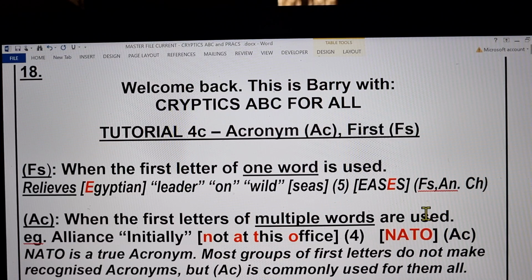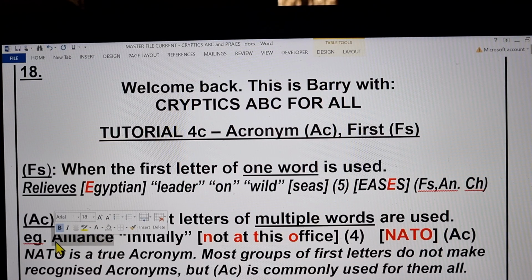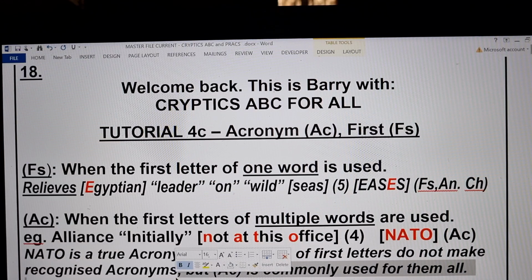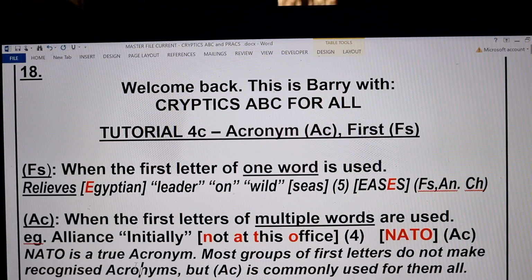Okay, so acronyms. Well, when the first letters of multiple words are used. For example, alliance, initially, not at this office. Answer, NATO. Acronym. Why? Well, alliance, a particular alliance, is NATO, or if you like, NATO is a type or an example of alliance. Well, yeah, that's a bit tricky, isn't it? But it is a synonym.